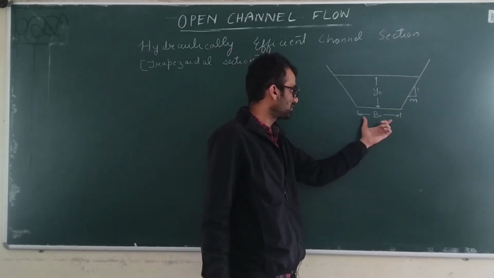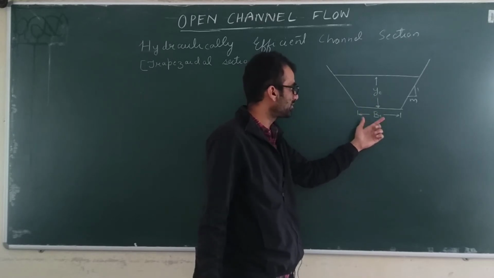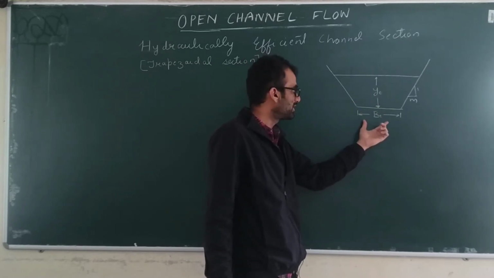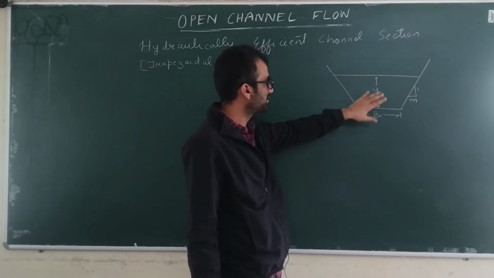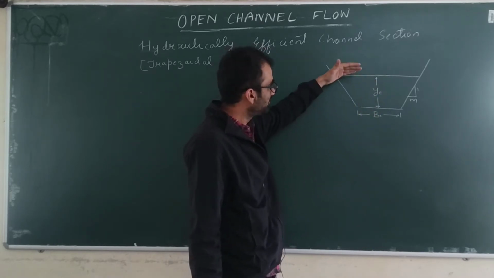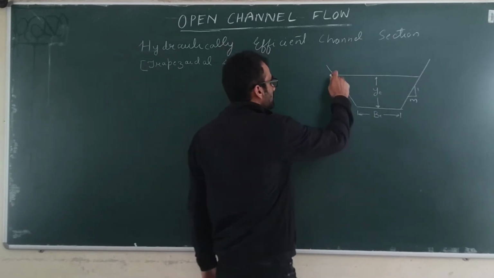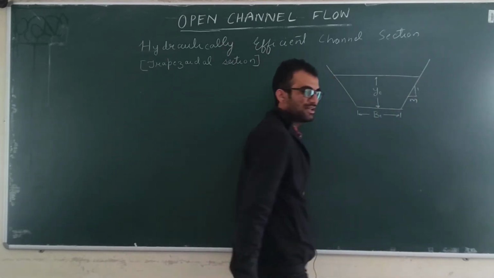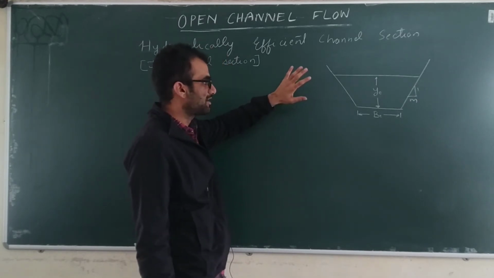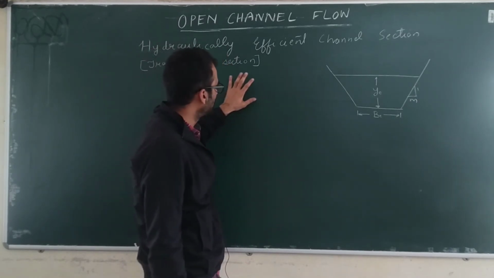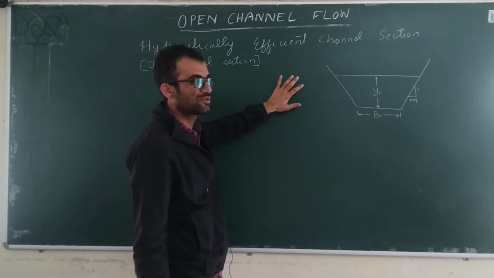But we want to find the relationship for b, or the formula for b, when the channel is efficient. Channel is efficient hydraulically means the wetted perimeter is minimum. That means the wetted perimeter is minimum for a given flow area. Now for trapezoidal sections there are two conditions for which we can derive this.